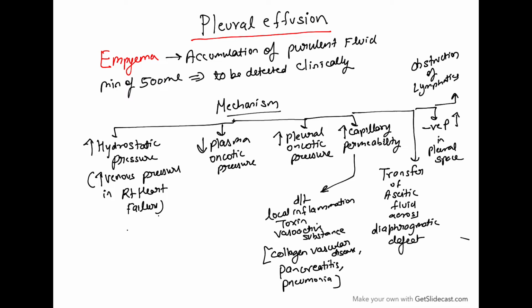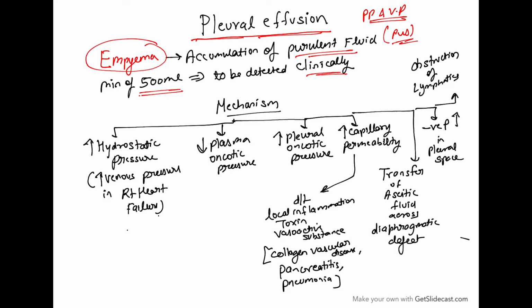Today we are going to discuss pleural effusion. Pleural effusion means accumulation of fluid between the parietal pleura and the visceral pleura. If the accumulation is of a purulent fluid, gross pus, between the parietal and the visceral pleura, then it is known as empyema. A minimum of 500 ml is required to be detected clinically.